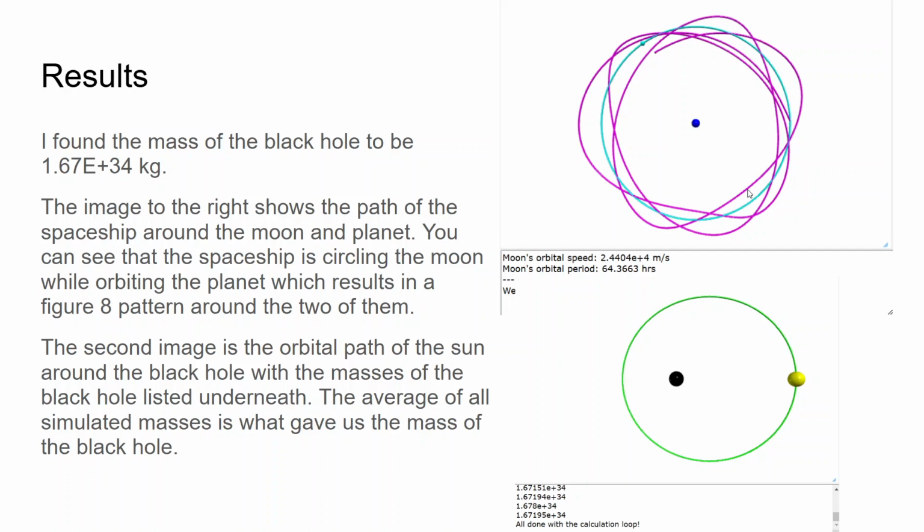I found the mass of the black hole to be 1.67 times 10 to the 34 kilograms. The image on the right shows the path of the spaceship around the moon and the planet, and you can see that the spaceship is circling the moon while orbiting the planet, which results in the figure-8 pattern on the two of them. The second image is the orbital path of the sun around the black hole, with the masses of the black hole listed underneath. The average of all the simulated masses is what gives us the mass of the black hole.